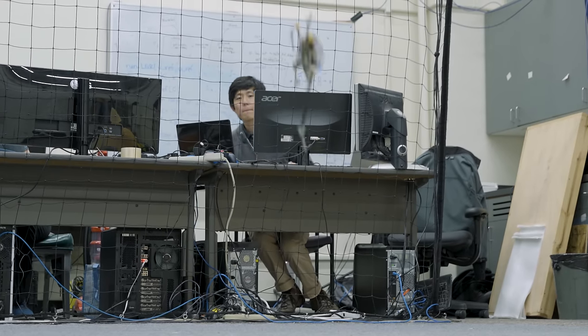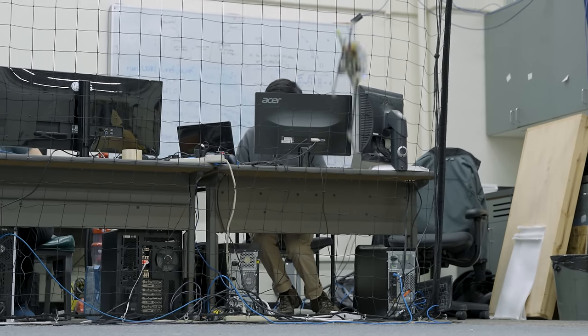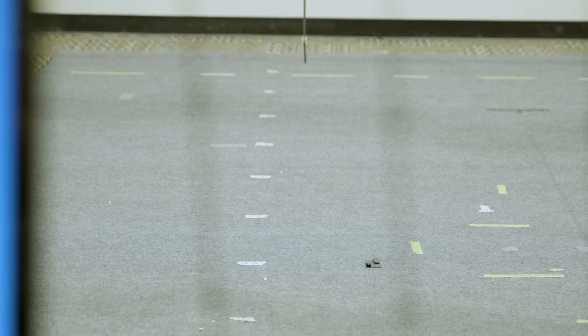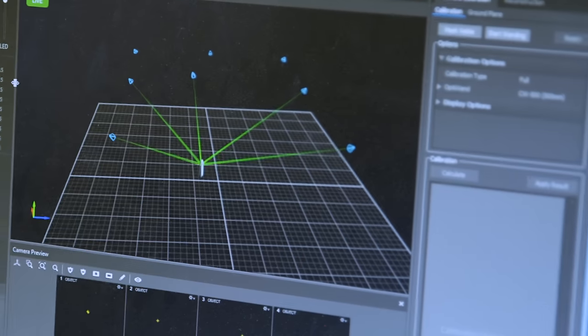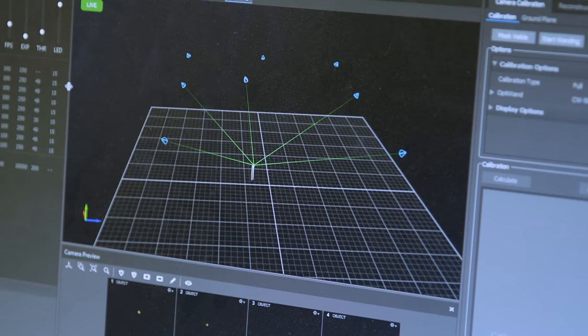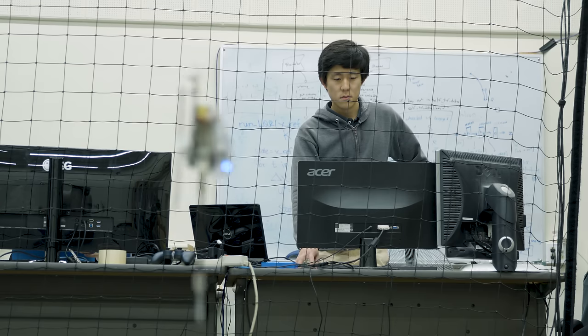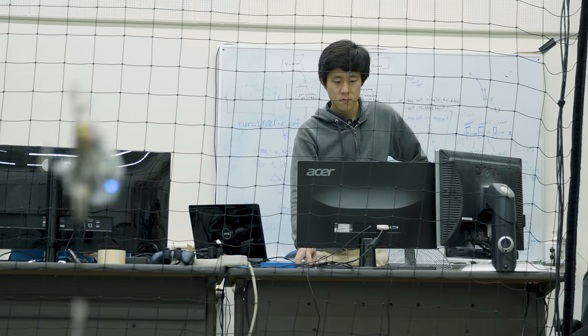3, 2, 1. The motion capture room is one of our experimental test setups where we have almost a dozen cameras on the ceiling, all watching the robot. This is the motion capture software we use to track where Salto is in the room. All these green lines point to where the cameras see it, and this is how we can figure out how fast it's moving and what angle it's at.